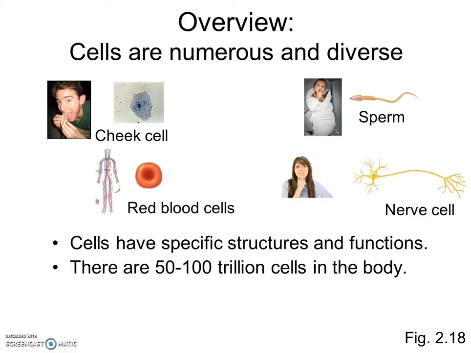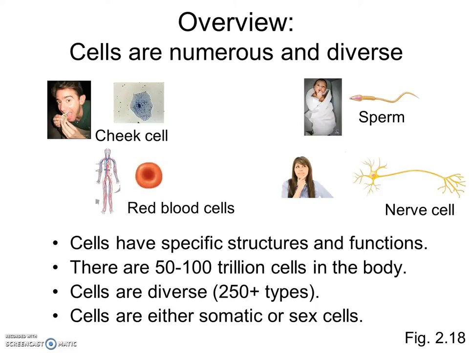Like I said previously, we have numerous cells. We have about 50 to 100 trillion cells in the body. Trillion is basically 30 zeros. So that is quite a bit of cells. And the cells are diverse. We see 4 types here, but you have over 250 types in your body. Other cells which we haven't mentioned, things like skin cells, muscle cells, bone cells, and many more.